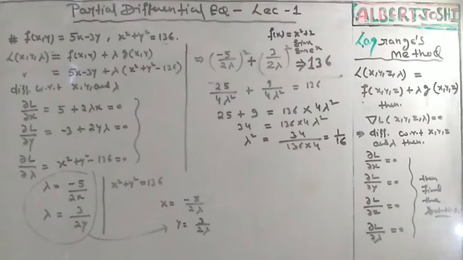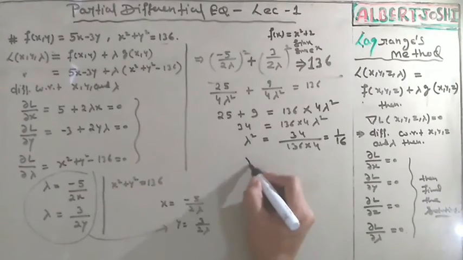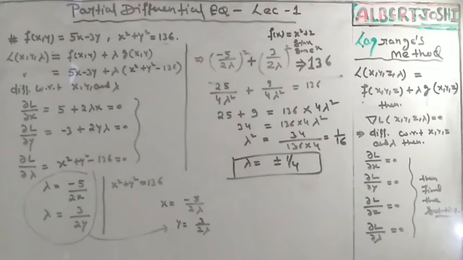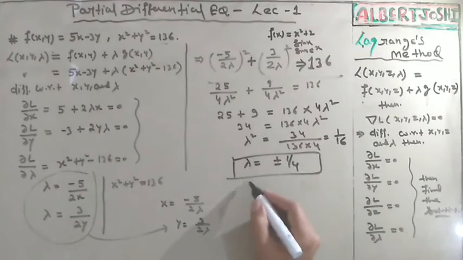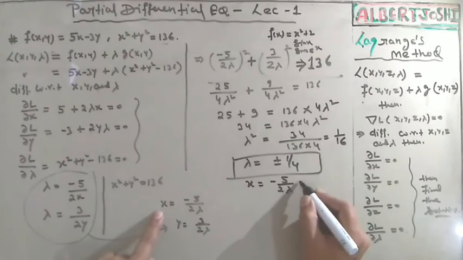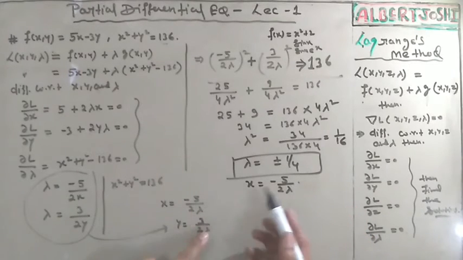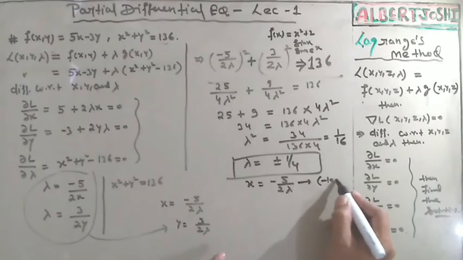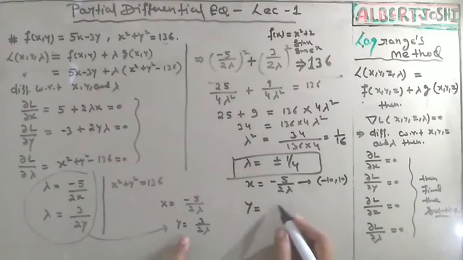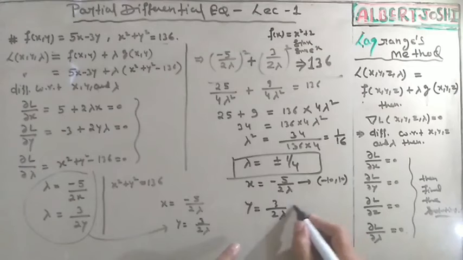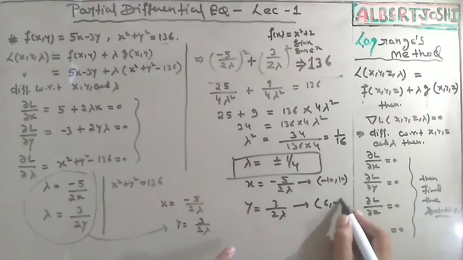So now lambda is equal to plus minus 1 upon 4. It implies that x is equal to minus 5 upon 2 lambda. If you are putting lambda is equal to plus 1 upon 4 or minus 1 upon 4, you are getting two values: x is equal to minus 10 and 10. And y is equal to 3 upon 2 lambda, with lambda minus 1 upon 4 and plus 1 upon 4, again you are getting two values, 6 and minus 6.